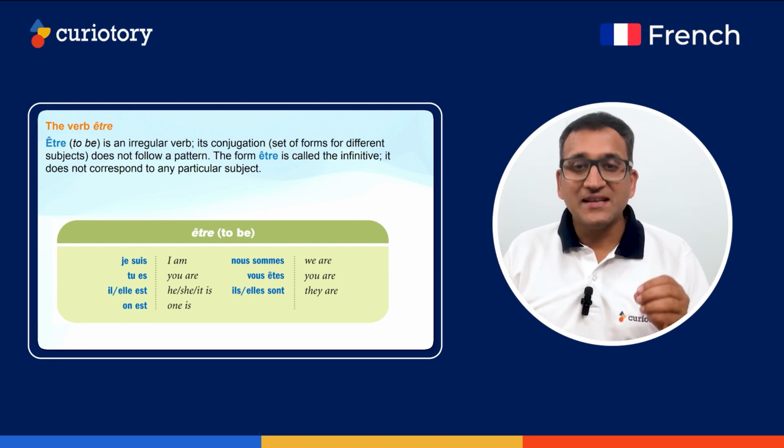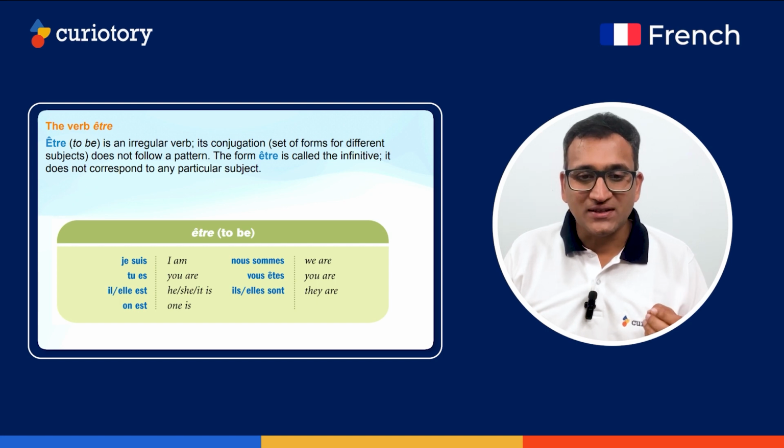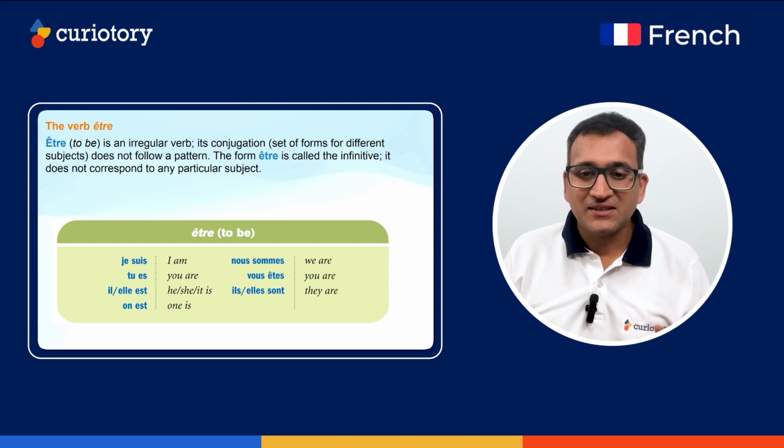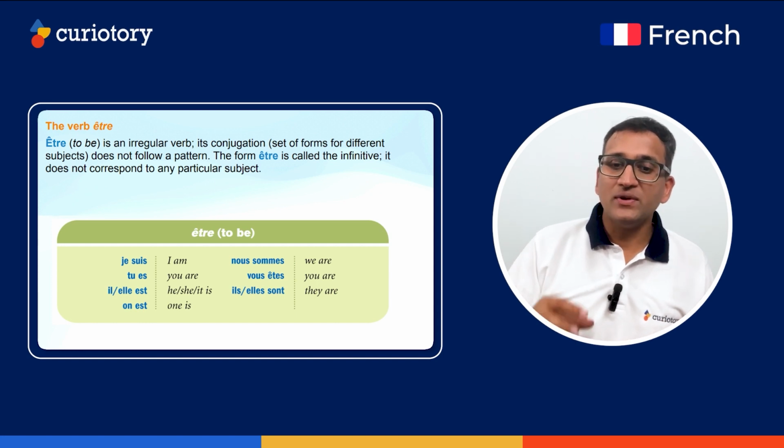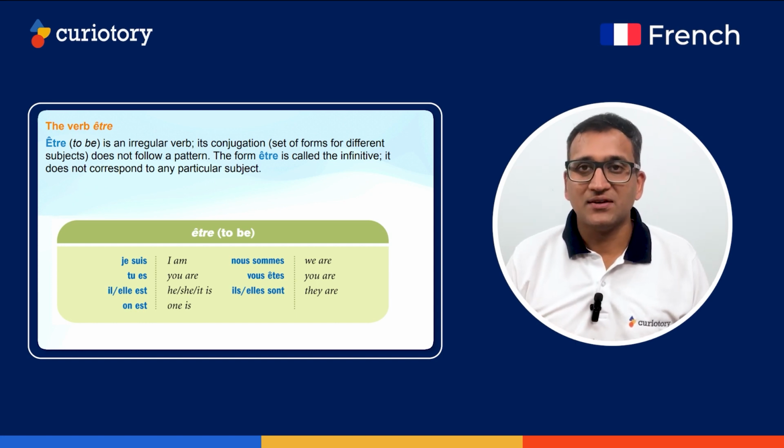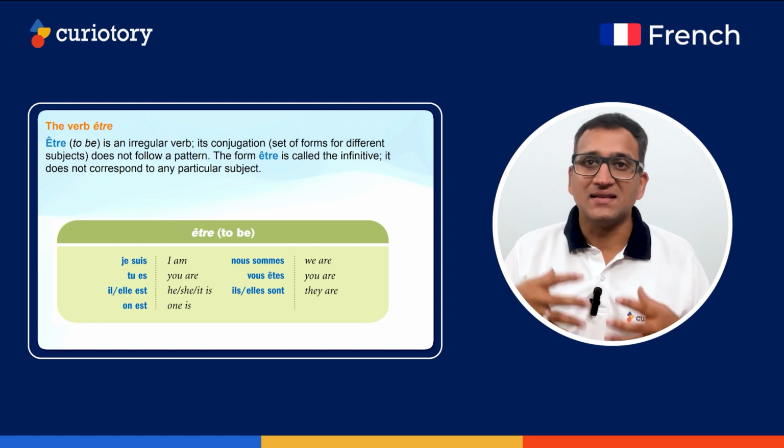So the verb être is an irregular verb. Its conjugation does not follow a pattern. The form être is called the infinitive. Now let's look at the conjugation of the verb être. With je, it is je suis, which means I am.